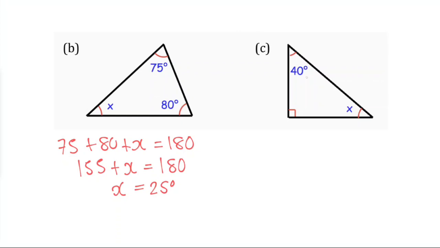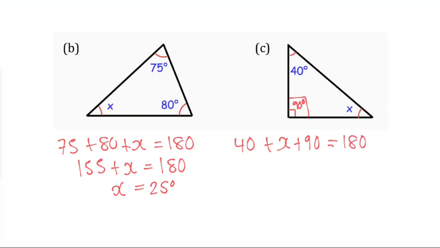And then the next one. So we can see that we've got two labelled here. You've got your x and you've got your 40. What is this one here? Whenever we have that square, that quarter turn, we know that's a right angle, so that's 90 degrees. If you want, you can just label that on your diagram. And then let's do what we've been doing before, adding up each angle. So you've got your 40 degrees plus your x plus your 90 is equal to 180.